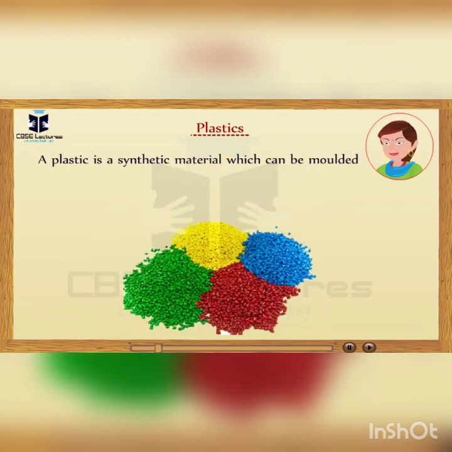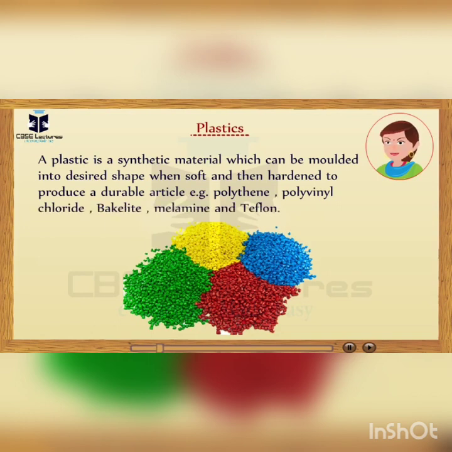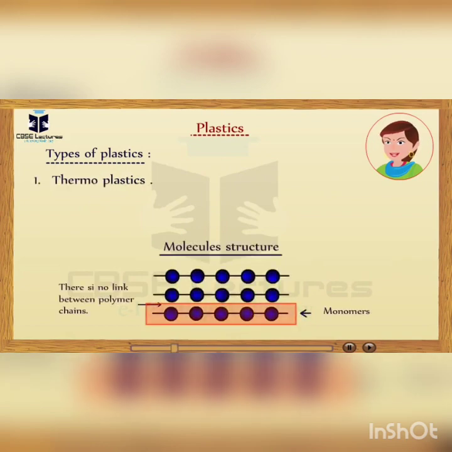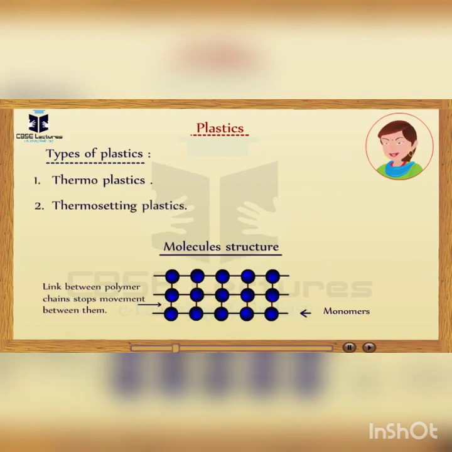A plastic is a synthetic material which can be molded into desirable shape when soft and then hardened to produce a durable article. Example: polythene, polyvinyl chloride, bakelite, melamine, and Teflon. Let us study one by one. Type of plastics. There are two types of plastics: thermoplastics and thermosetting plastic.